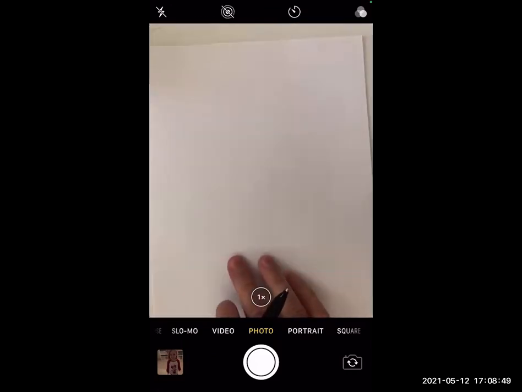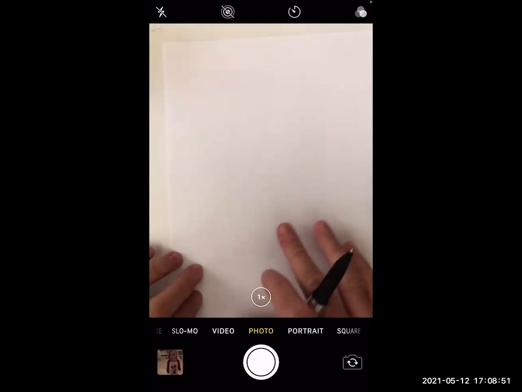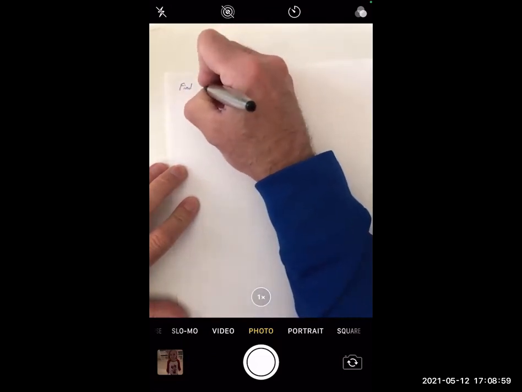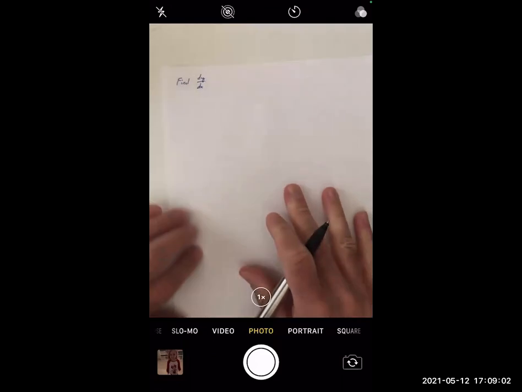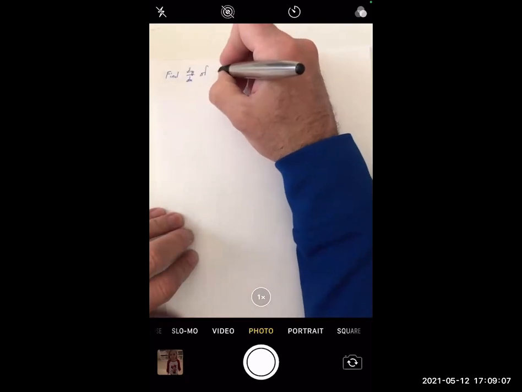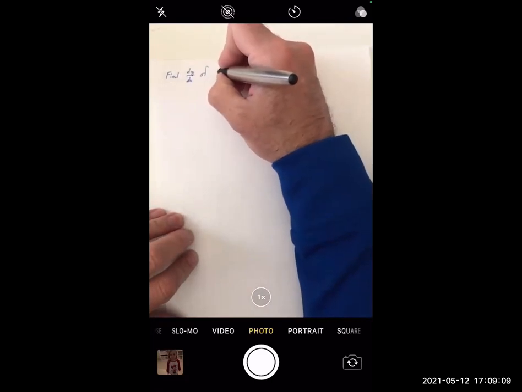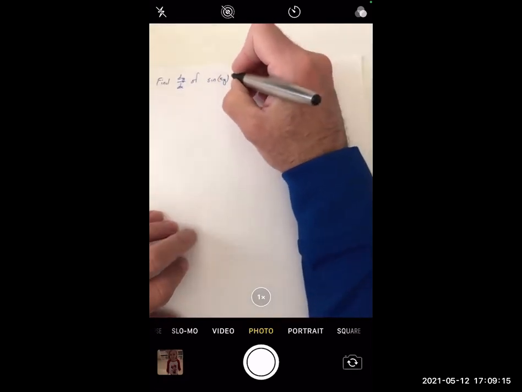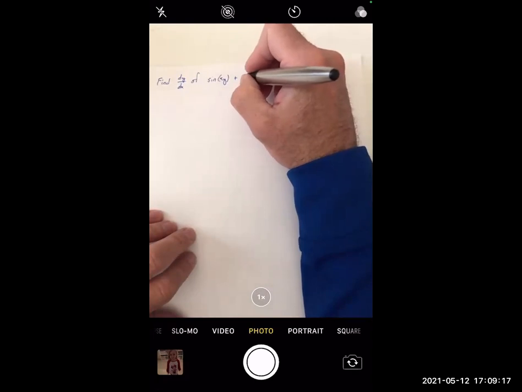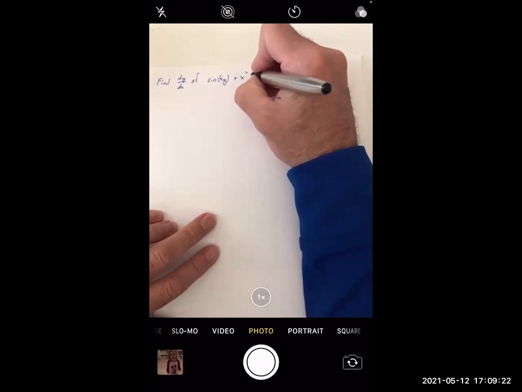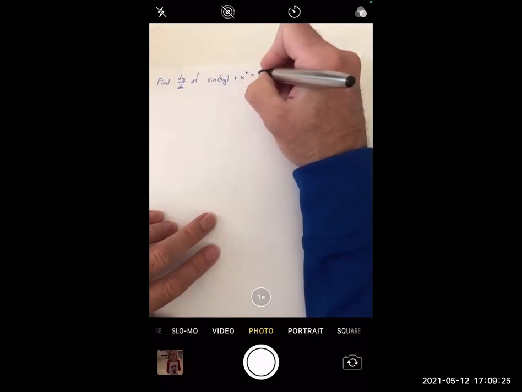Okay, so we use the chain rule, we use the quotient rule. Let's do this one. Find dy/dx of sine of xy plus x squared is equal to 8.